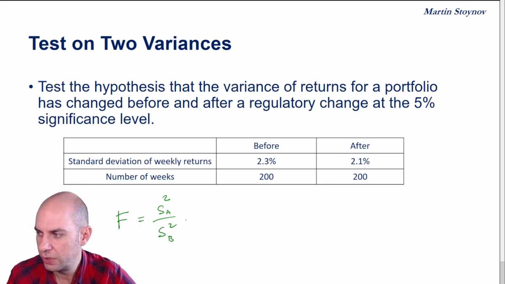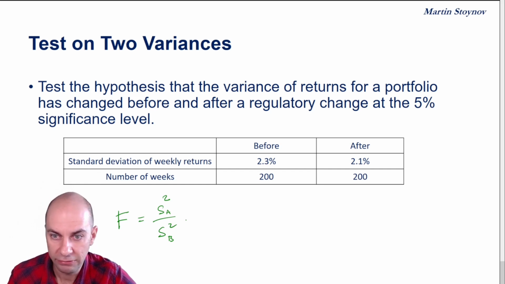So let's have a look at our problem. The problem says test the hypothesis that the variance of returns for a portfolio has changed before and after a regulatory change at the 5% significance level. So we have before and after, we have standard deviations of weekly returns, and we've got number of weeks. We can see that the standard deviation before the regulatory change was greater than the standard deviation after the regulatory change. However, the wording here says has changed. It doesn't say has increased. It doesn't say has decreased.